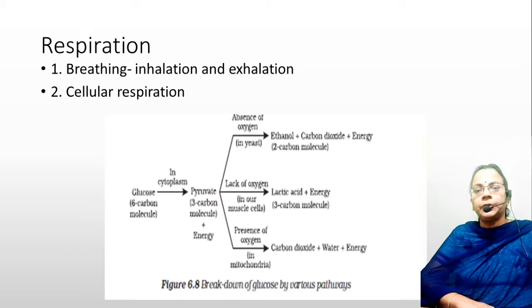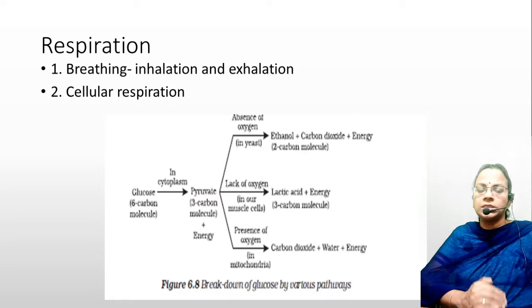The second step of this respiration we call internal respiration or cellular respiration. Why is it called cellular respiration? It is a chemical process. Chemical process means the breaking of glucose within the cell in the presence of oxygen, and as a result the carbon dioxide, water and energy will be produced.